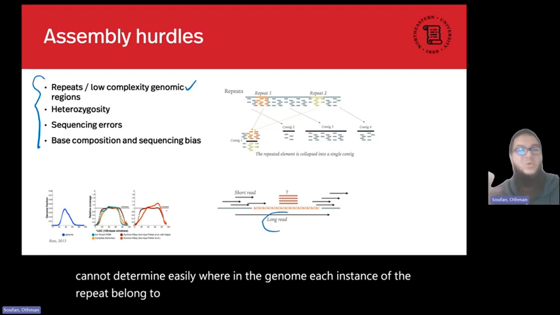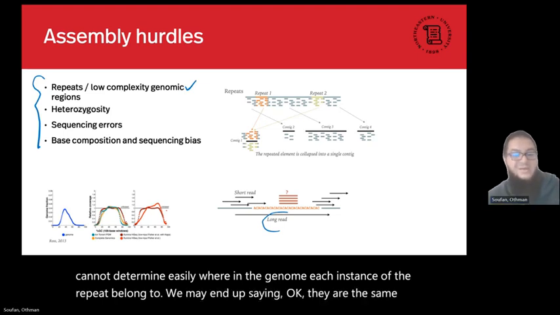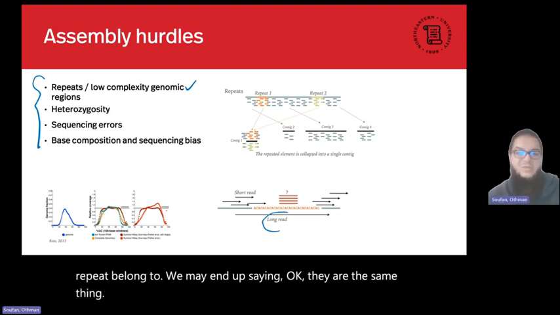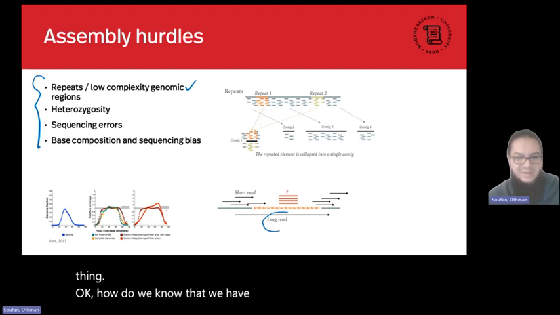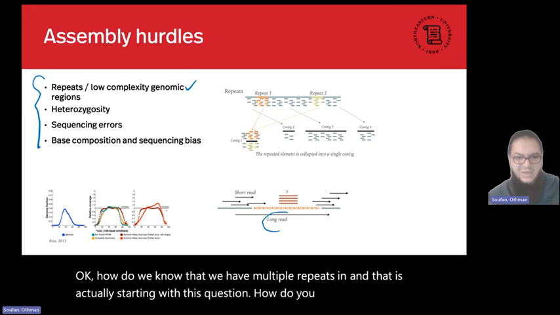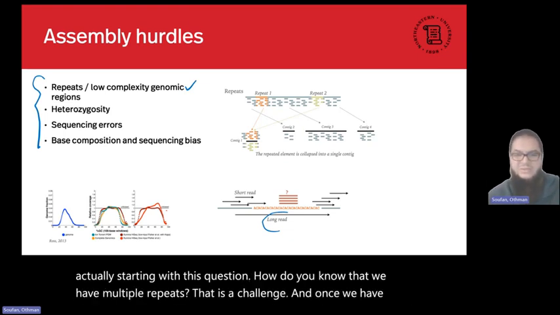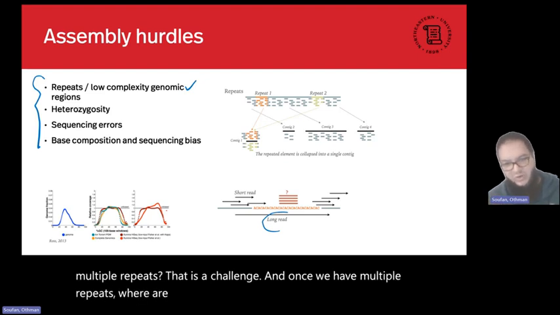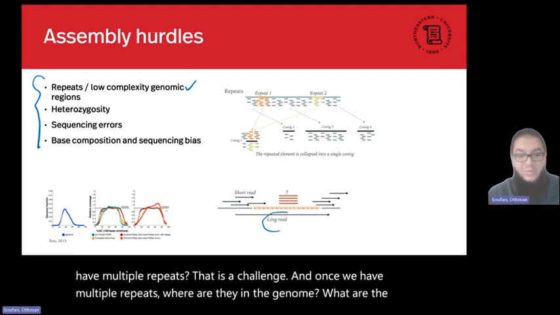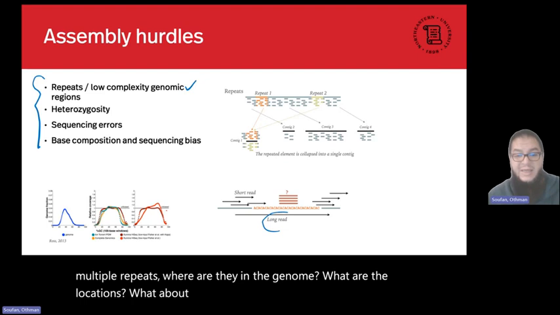We may end up saying, okay, they are the same thing. Okay, how do we know that we have multiple repeats? That is actually starting with this question. How do you know that we have multiple repeats? That is a challenge. And once we have multiple repeats, where are they in the genome? What are the locations? What about heterozygosity?